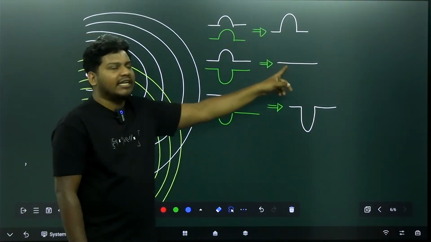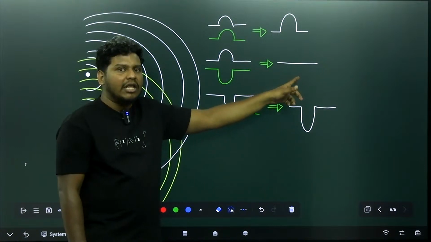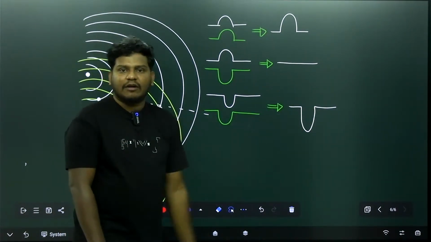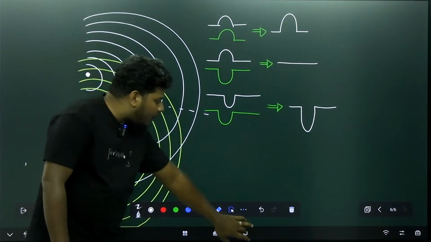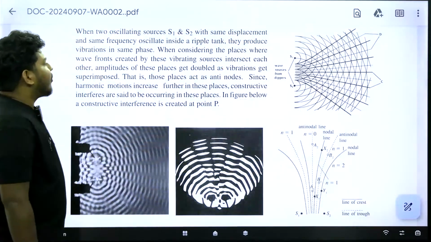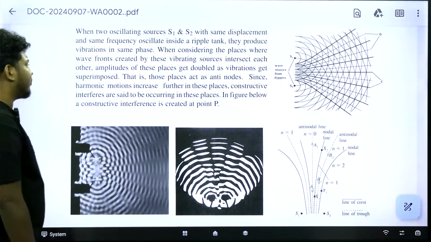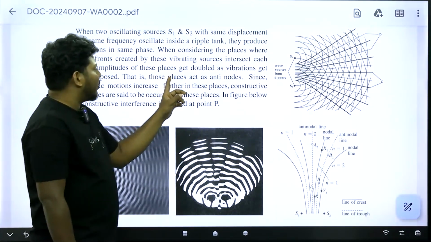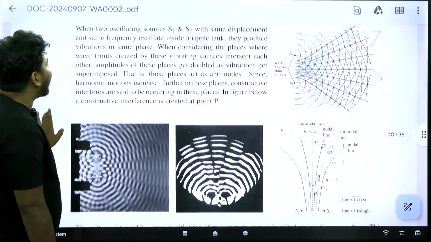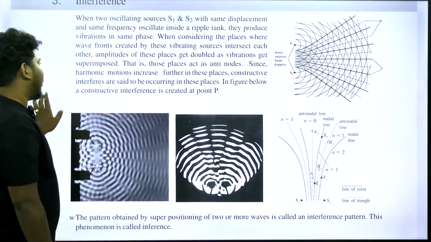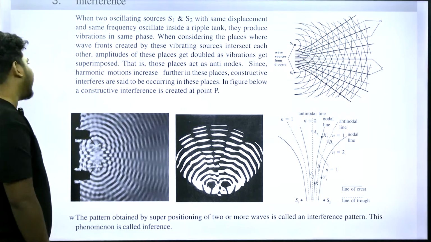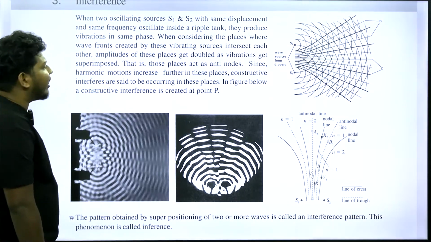So this is the straight line. There are no intersections or superpositions. The resultant is flat. And here also it doubles up, but in the opposite direction. So vibrations superpose, and those places act as antinodes. Since harmonic motion increases further in these places, constructive interference is said to occur in these places.